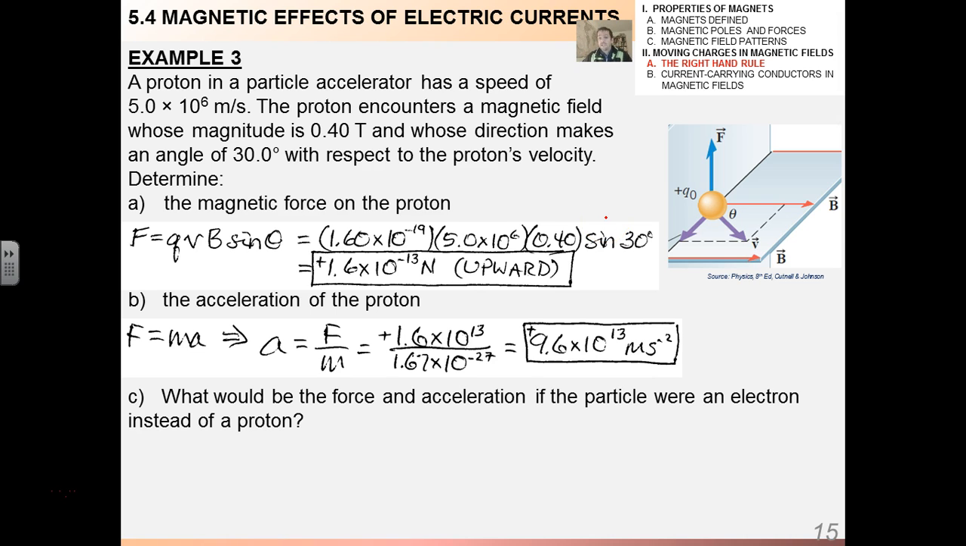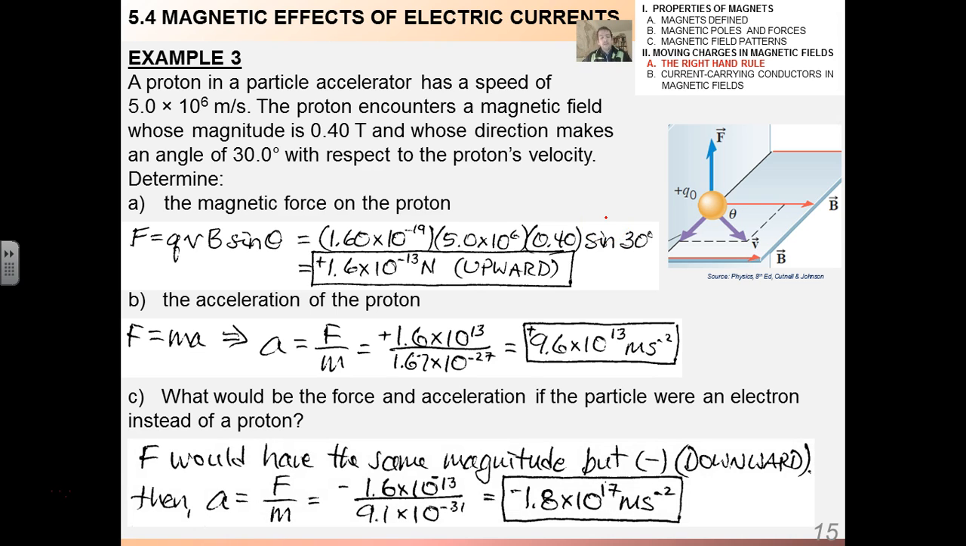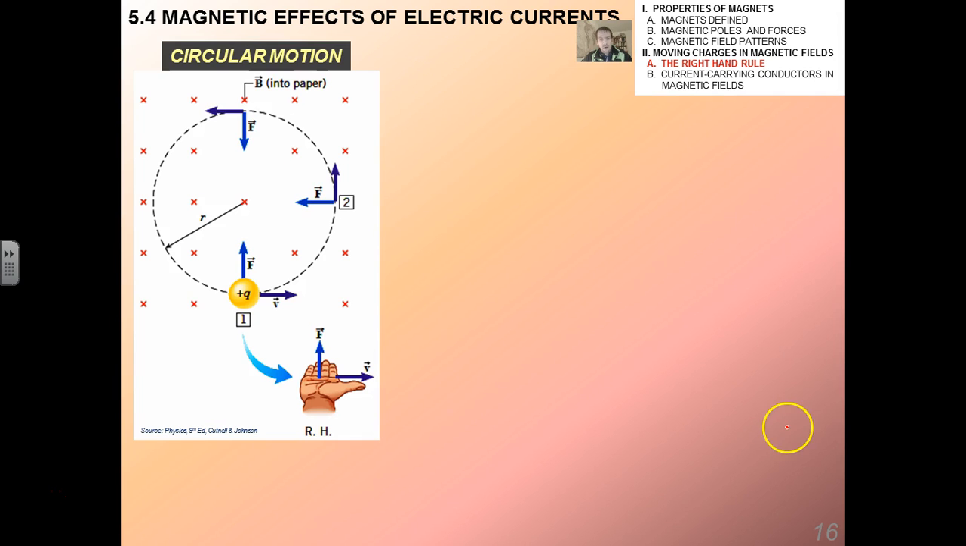Now, what would be the force and acceleration if the particle were an electron instead of a proton? Everything would be the same, okay, in terms of the force, but it would be downward, in the opposite direction, and also the acceleration would be different because remember the mass of an electron is much, much smaller than that of a proton, and so its acceleration would be much greater as a result of Newton's second law, okay?